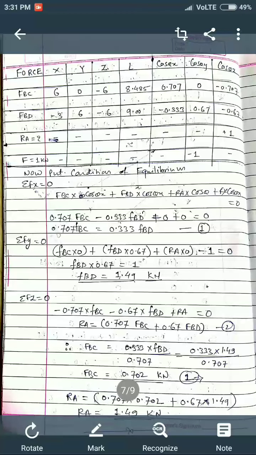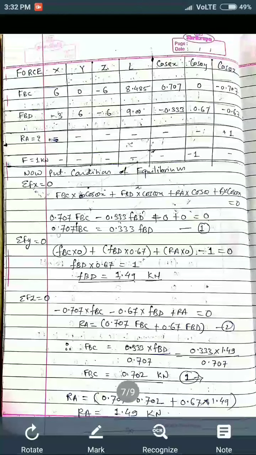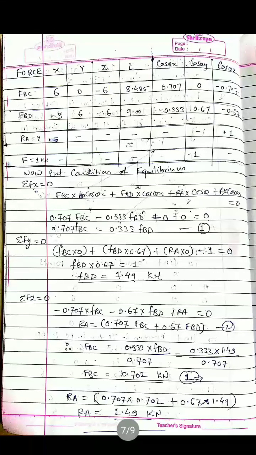So summation Fy is equal to 0. So FBC into 0 plus FBD into 0.67 plus RA into 0 minus 1 is equal to 0. So FBD is equal to 1.49. Now we will put our third condition, that is summation Fz is equal to 0. Again, minus 0.707 FBC, that is minus 0.61 FBD plus RA is equal to 0. So RA is equal to 0.707 FBC plus 0.61 FBD. Give it equation number 2.